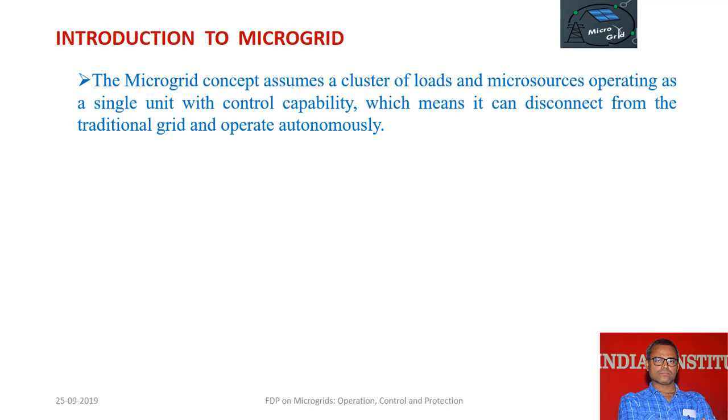The microgrid concept assumes a cluster of loads and micro sources operating as a single unit with control capability, which means it can disconnect from the traditional grid and operate autonomously. This is a clear-cut definition. So it is a cluster of loads and micro sources operating as a single unit with control capability. Okay. That means we cannot take just any type of load and say it is a microgrid. It should have control capability, and it can disconnect from the traditional grid and operate autonomously as well, in islanded mode. Okay?